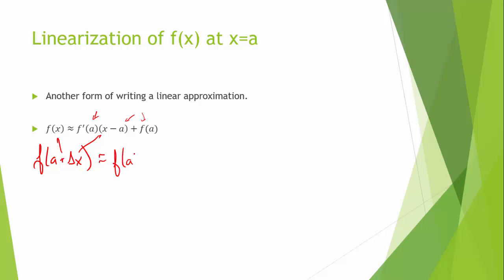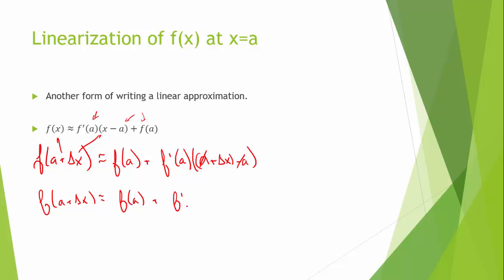Humor me for a second as I go through this. So I have f of a plus f prime of a times, now instead of x minus a, I'm going to do a plus delta x minus a, because I plug that whole thing in. Now look at this set of parentheses. The a's cancel. So I get that f of a plus delta x is approximately equal to f of a plus f prime of a times delta x. If I bring the f of a over to the left side, I get that f of a plus delta x minus f of a is approximately equal to f prime of a delta x. Oh, and from the very beginning of the video, what do we say this is? The distance from f of a plus delta x to f of a?